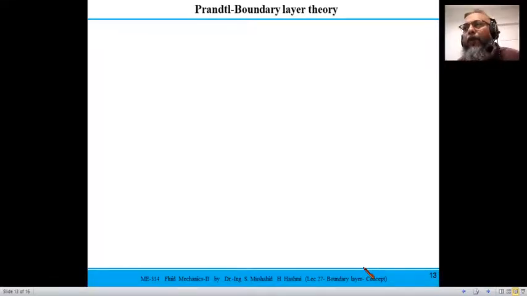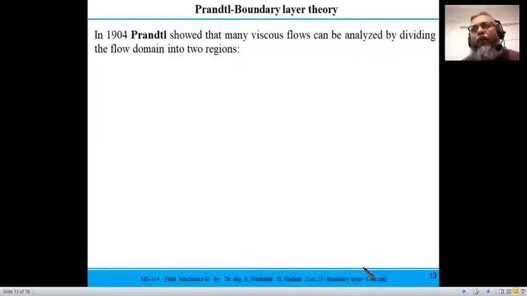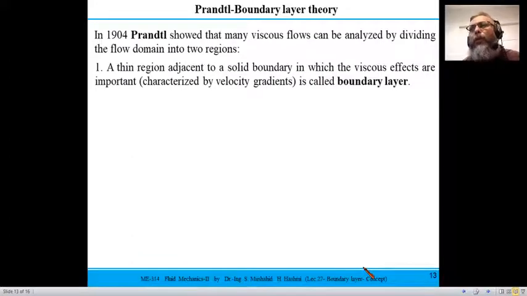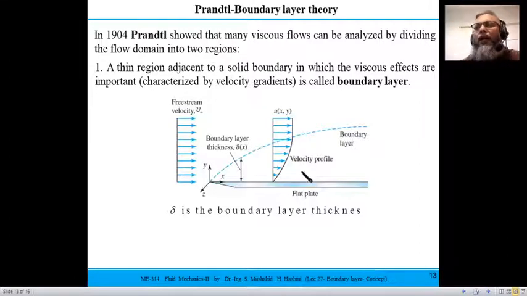Okay, what Prandtl did in 1904 was divide a fluid domain into two parts. One is the part which is very close to the wall or the solid boundary, where viscous effects are dominant and velocity gradients are present. That region is called the boundary layer region. So that is, I have drawn it with the dashed lines. And that is a flat plate.